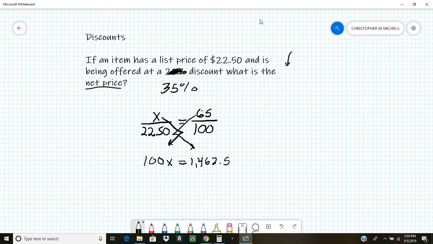Okay, so now let's see. So divide both sides by 100. So we get x equals, that'll just move the decimal over twice, 14.625. Now we're talking about money here, so money always round to the nearest penny. So we look at the number behind it, and then round that off. So we'll say x is about 14.63. Okay, so when you look at that one, just different ways of doing it.